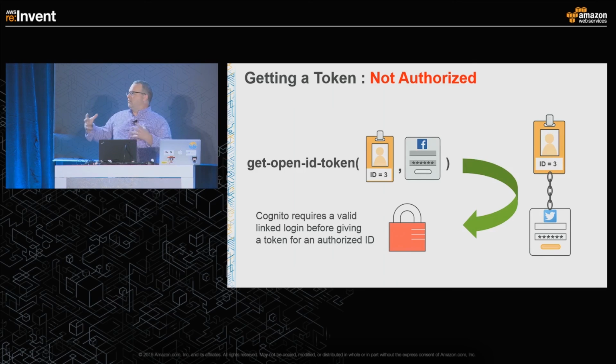If you did want to combine or federate different web identity provider tokens under the same account, I would have to submit both the Facebook token and the known good Twitter token. In that case, Cognito will look at it and merge those identities together. From that point forward, that same identity could log in with either Facebook or Twitter.